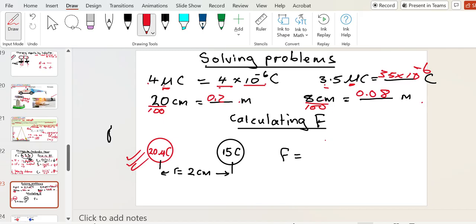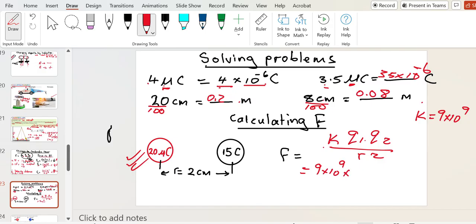First of all, you have to put your formula. F equal to K, Q1, Q2, divided by R squared. Remember the number for K. Always K is equal to 9 times 10 to the power 9. So I will put numbers now. K is 9 times 10 to the power 9 multiplied by Q1. What is the number for Q1? 20 micro. So it's 20 times 10 to the power minus 6 times 15 coulomb.